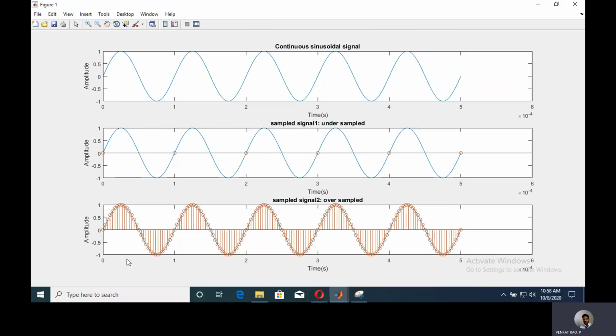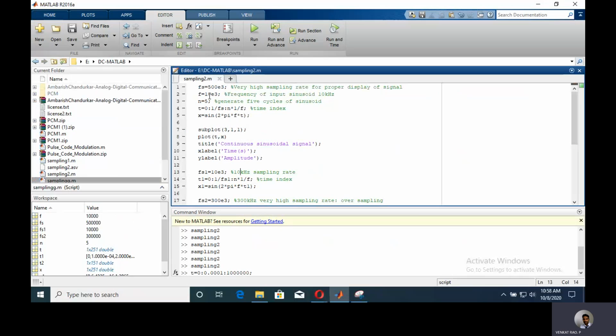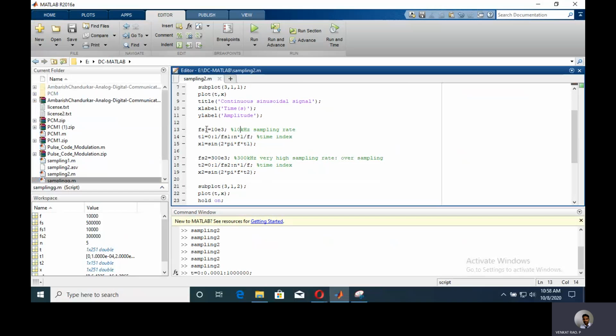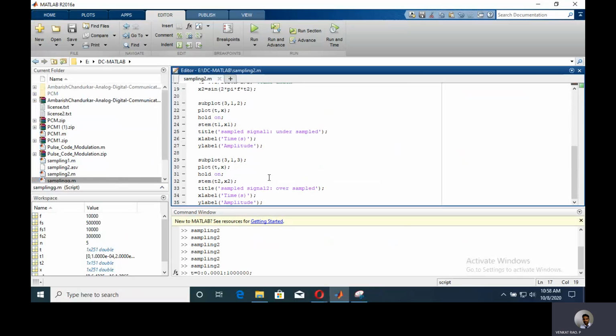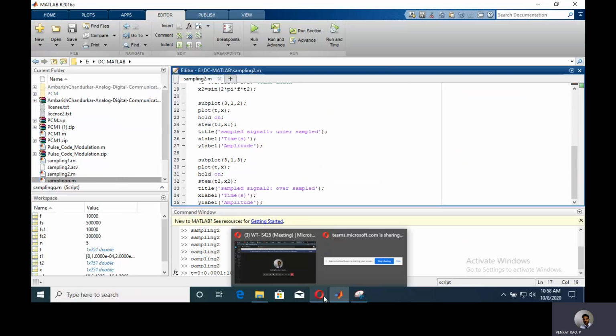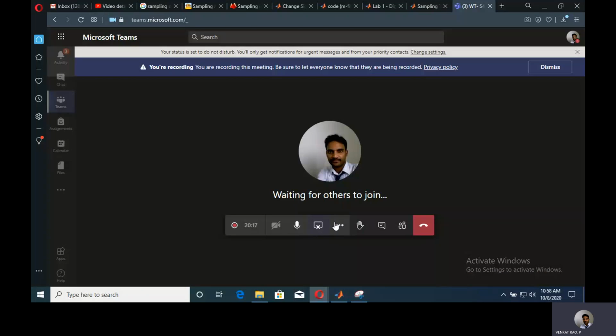We have also already verified the sampling condition. In order to perfectly reconstruct the original signal, the sampling rate must be higher than 2 times the input signal frequency. Here the input signal frequency is 10 kHz, so 2 times the input signal frequency is 20 kHz. Whatever sampling frequency you select must be greater than 20 kHz. This case is very high compared to 20 kHz, and only in this case can you get perfect reconstruction. So that's it for the lab session. Thank you very much.